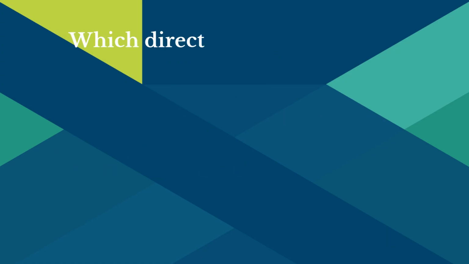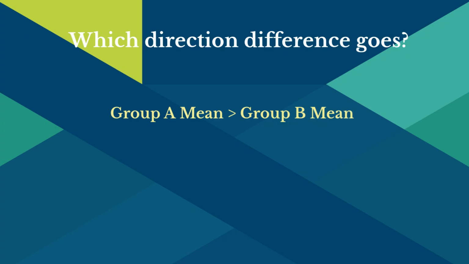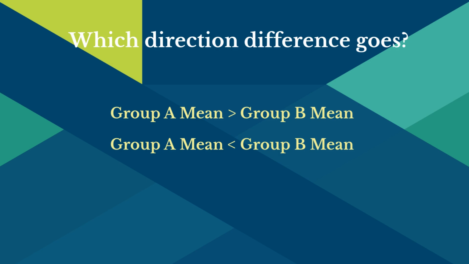But there's one more subtle detail we haven't talked about. The t-statistic doesn't just tell us how large the difference is, it also tells us which direction the difference goes. A positive t-statistic means the first group has a higher average than the second. For example, group A's mean is greater than group B's mean. A negative t-statistic means the opposite. Size tells us how strong the evidence is. Sign tells us which group is higher. So now we understand what the t-statistic measures, how to interpret its size, and what its direction tells us.